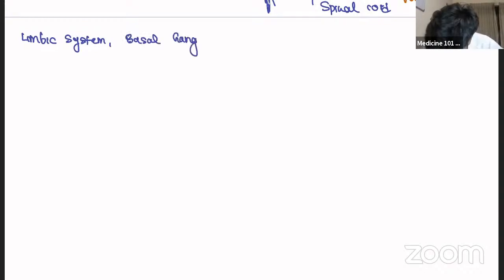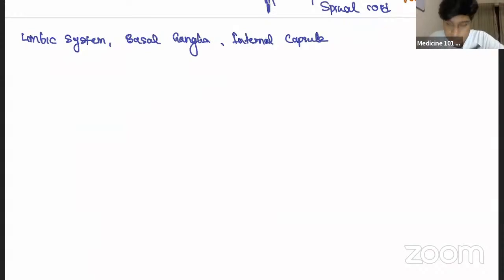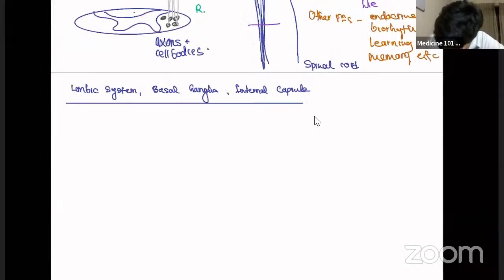Let's take the limbic system, the basal ganglia, and internal capsule all at once. Okay. Let's take all of this at once.